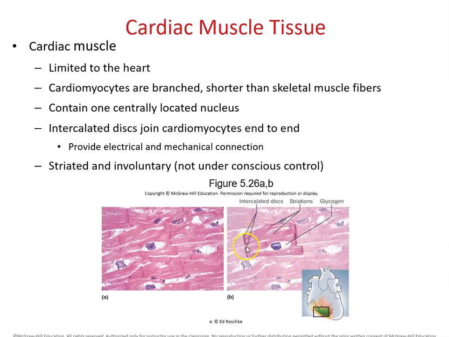So here is one of those intercalated discs. Here's one muscle fiber, intercalated disc joining to the next muscle fiber. These are also striated. You can see that striated appearance right through here. We say that cardiac muscles are involuntary. We can't consciously control the exact moment our heart will beat.